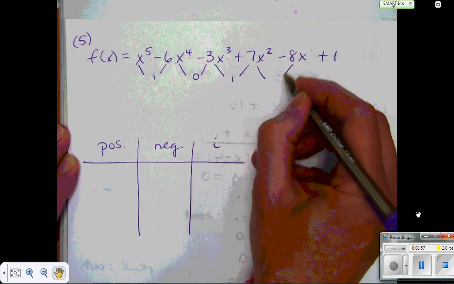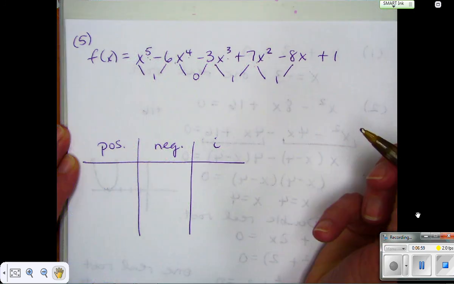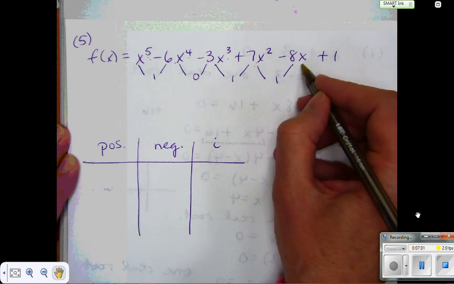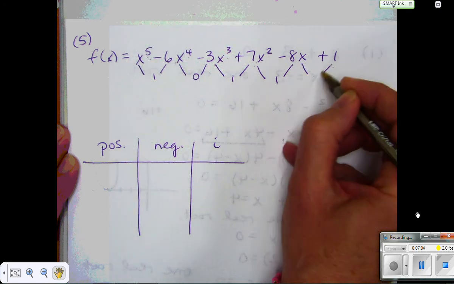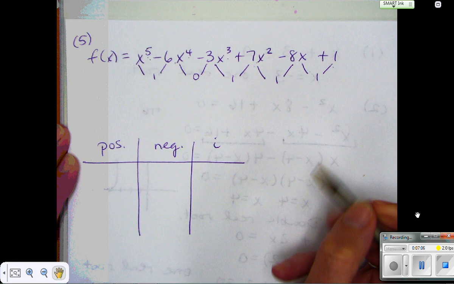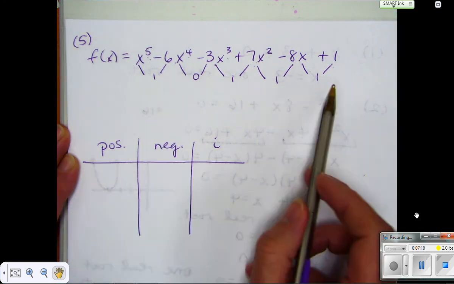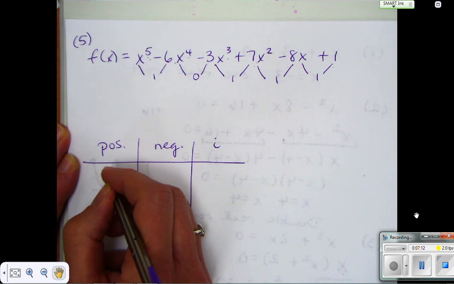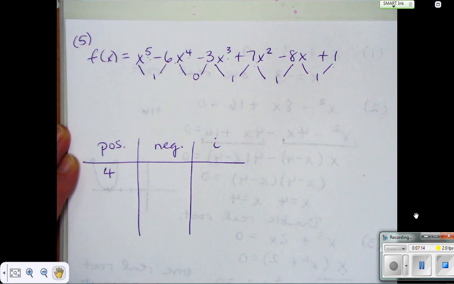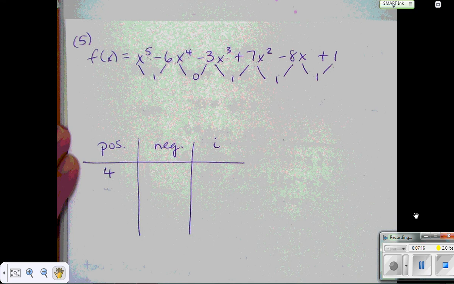Negative 8, positive 1, that's a sign change. So all the way across in order, from left to right, I have 4 sign changes. So I could have as many as 4 positive roots. Okay, so that's my top possibility. I will not have more than 4 positive roots.